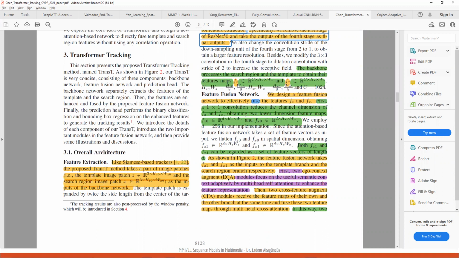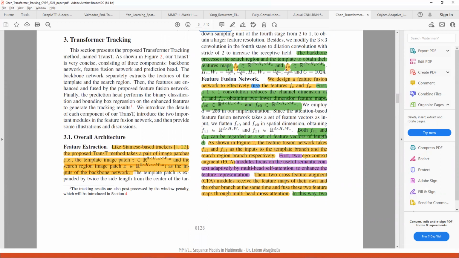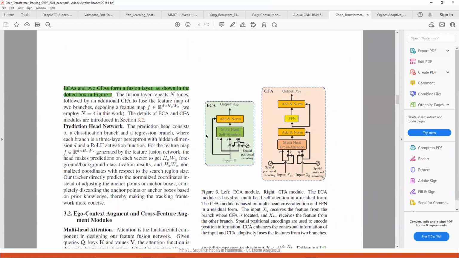The modules focus on the useful semantic context adaptively by multi-head self-attention. So it's trying to find the relation between the features obtained from a frame, their self-attention, their intra-relations. Okay, so this is the ECA. Nothing but multi-head attention, a residual connection, and then a norm. If you remember the transformer encoder, that's how the self-attention mechanism was operationalized.